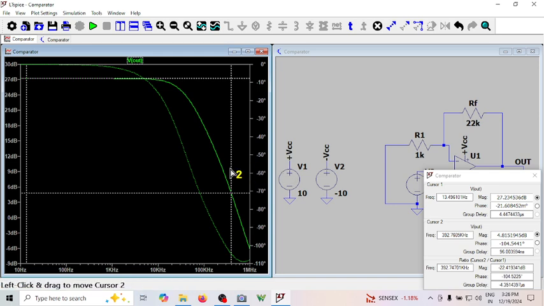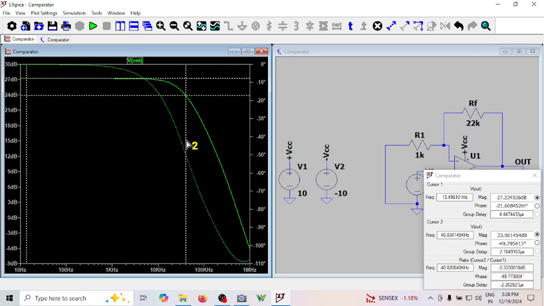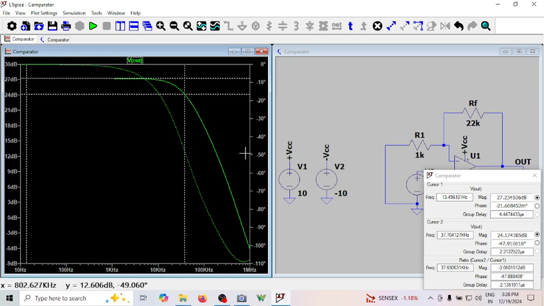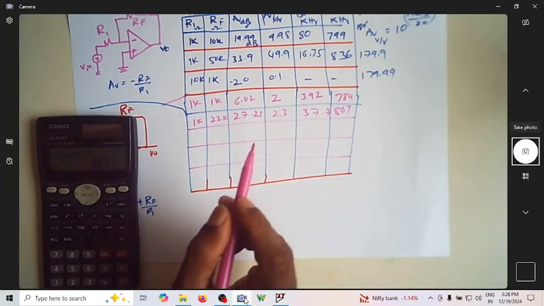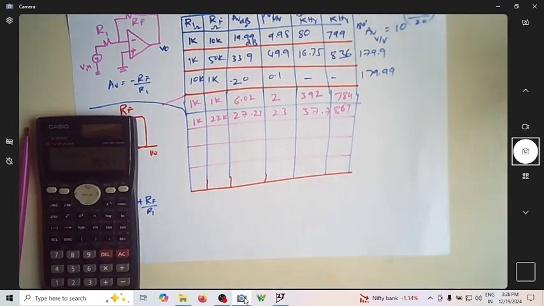So let me adjust this to minus 3 dB, which is not there now. Let me make it at minus 3 dB. I am there. So this is now the frequency, the bandwidth is 37.7 kilohertz. Now what is the gain bandwidth product? 23 multiplied by 37.7. You can see it is 867. So you can see the gain bandwidth product is almost not too much of a variation. Okay, let us do one more.